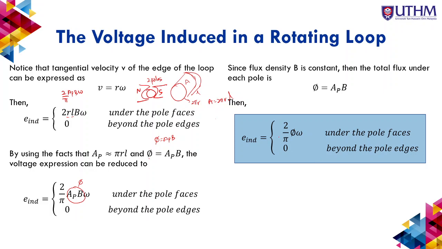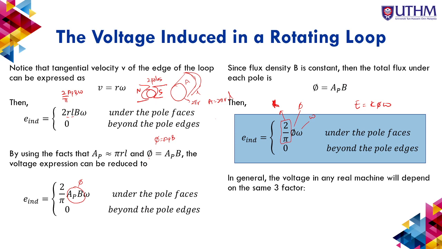Sometimes we can summarize that this is actually a constant for the construction of the motor. We can replace this with K, and this is the flux, and this is the omega. Sometimes we can write it like this: E equal to K phi omega. Later on we will talk about the construction of the motor.